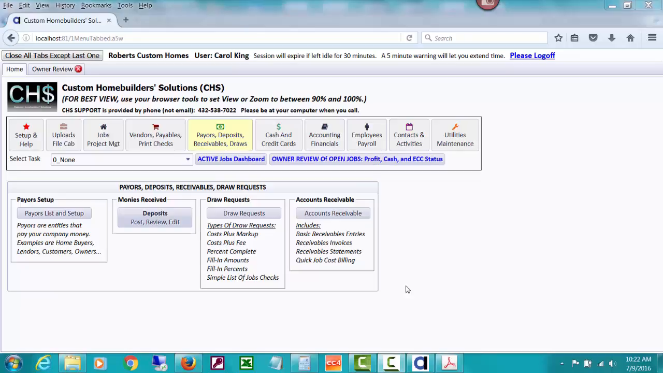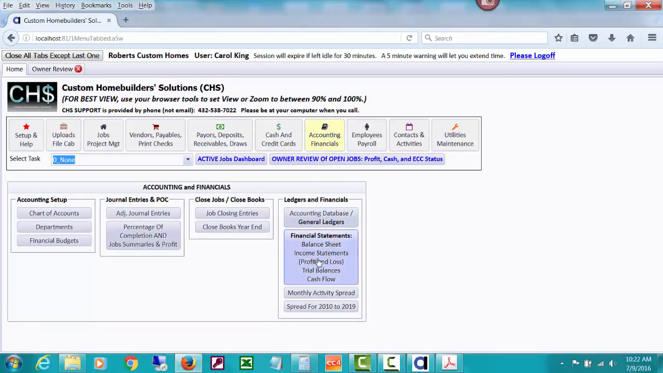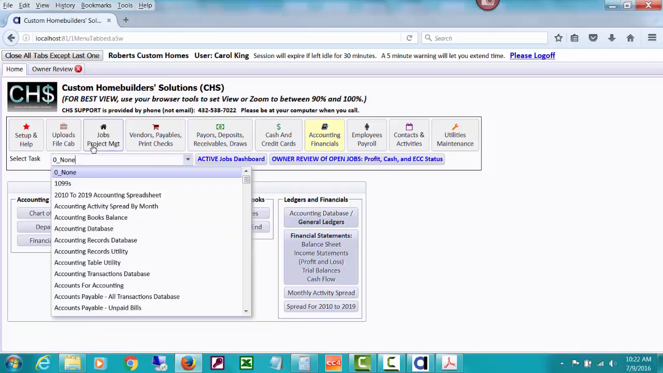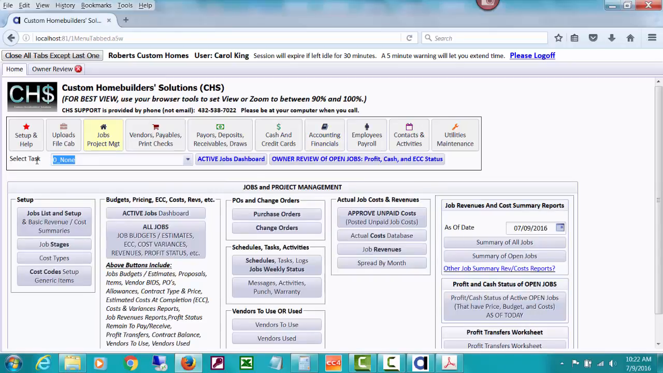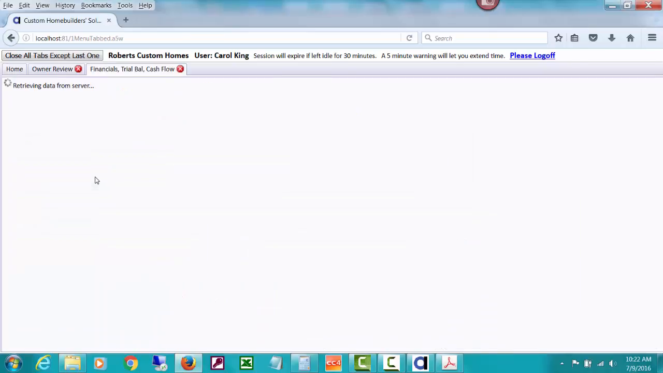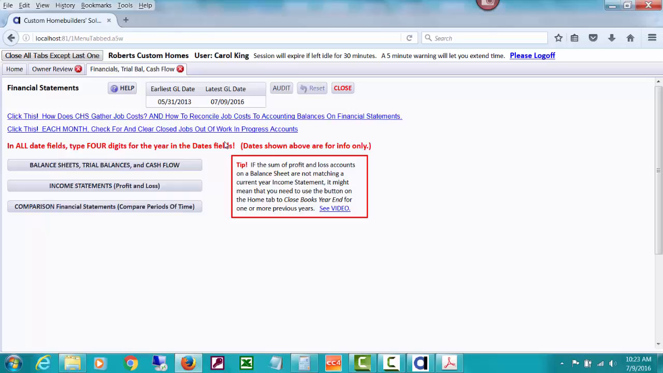But first of all, to get cash flow statements, you can go to Accounting Financials and click the Financial Statement button. You'll get the same window if you're over here in Jobs and you type in CF for cash flow. It'll go to this very same window as that button would have. So there's a couple of ways.